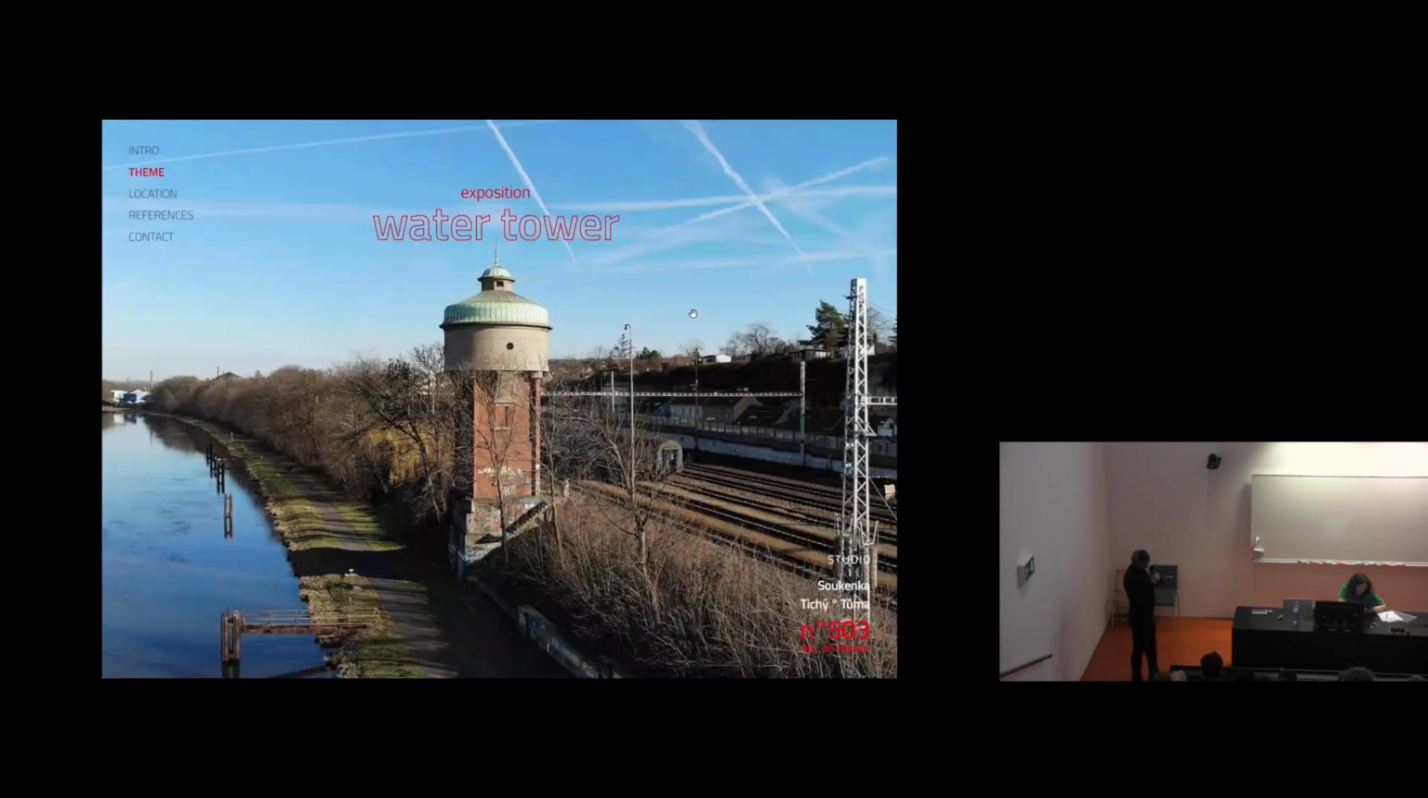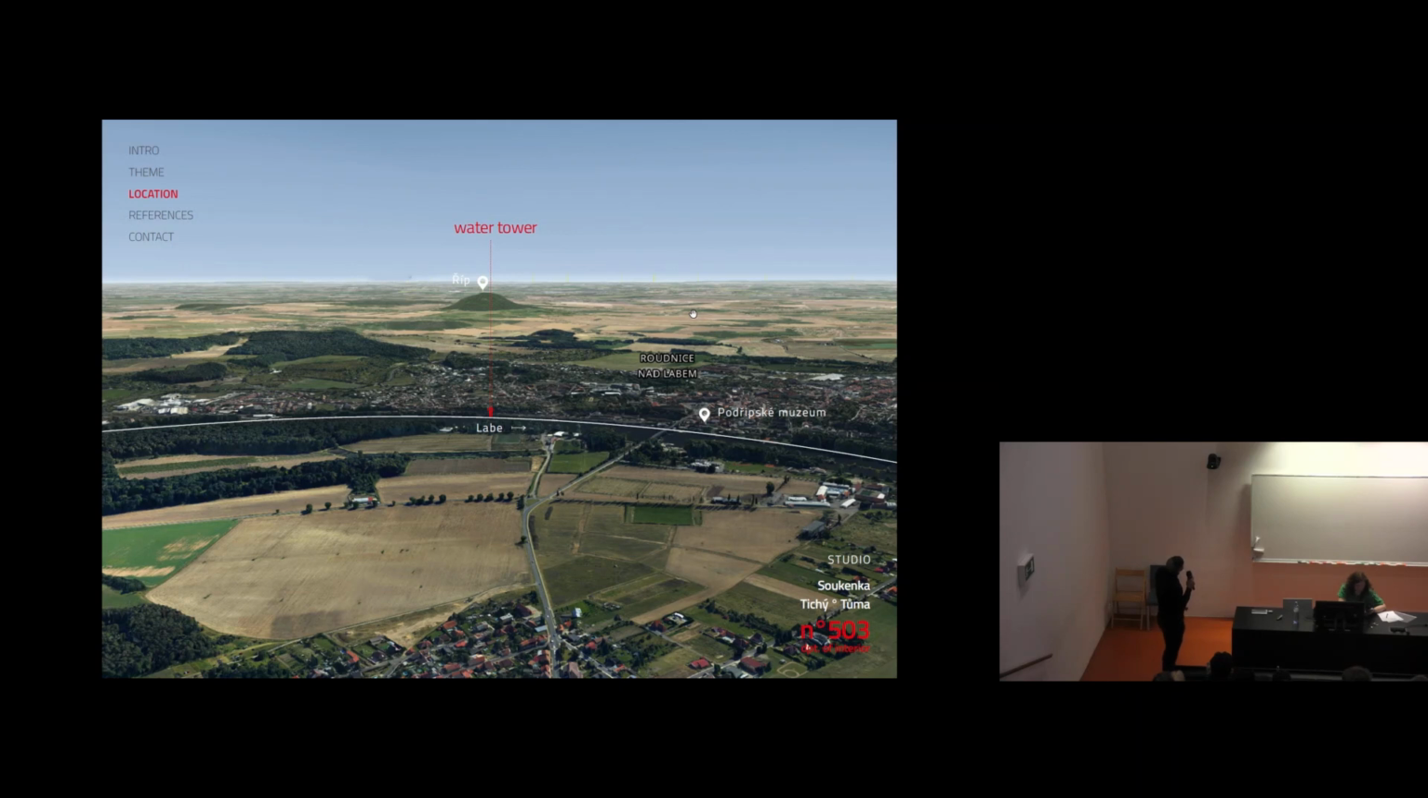So we aim to do an exposition extension in a water tower. You see it in the picture. It's a very specific one because it lies in Roudnice nad Labem, which is 50 kilometers from Prague, between the biggest Czech river, the Elbe or Labe, and the railway, and under another famous Czech landmark. It's a mountain or hill, Říp.